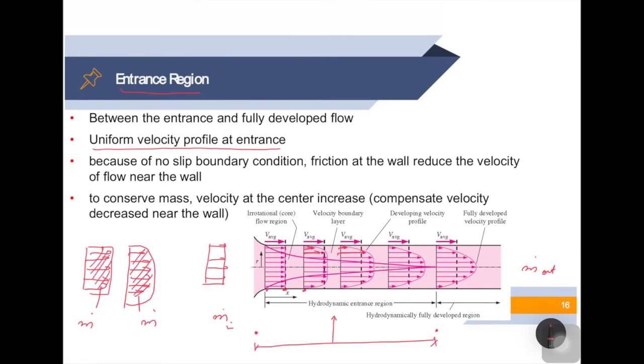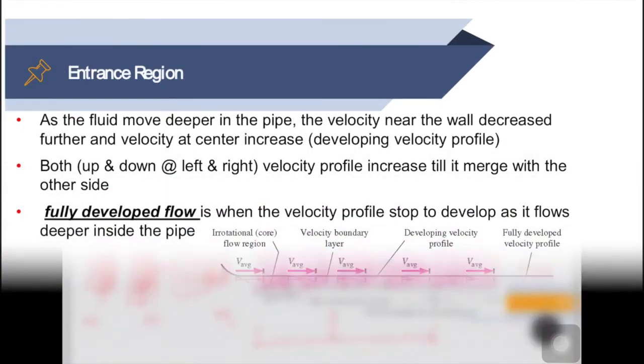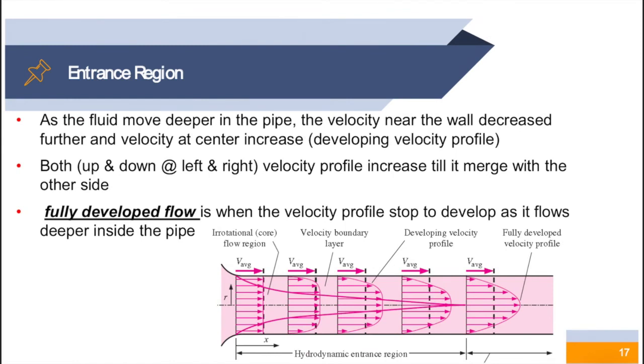So to conserve the same amount of area, the velocity decreases here but then increases here. Okay, that is why in the end we get an increasing velocity profile shape. So to conserve the mass, the velocity at the center increases and compensates for the velocity decrease at the wall. So it follows that as the fluid moves deeper, the velocity near the wall decreases further, whereas at the center the velocity increases. Okay, both up, down, left, right.